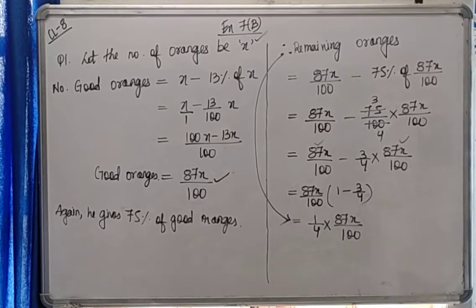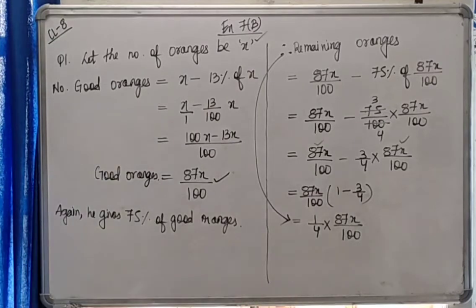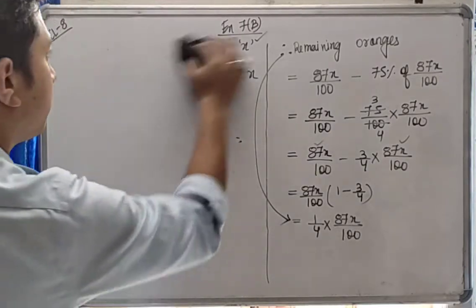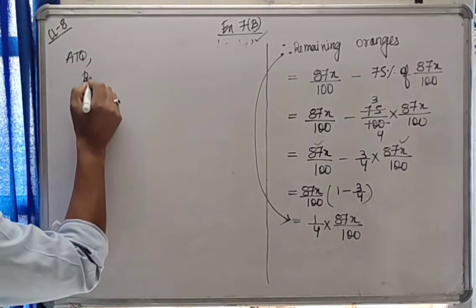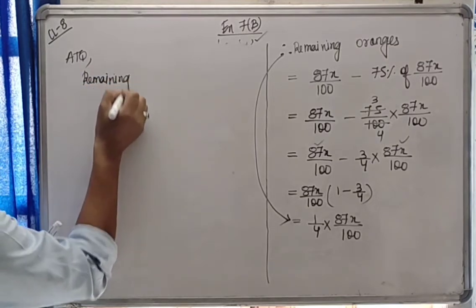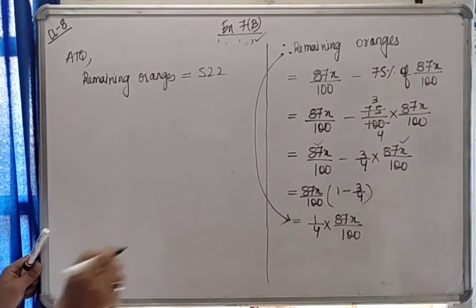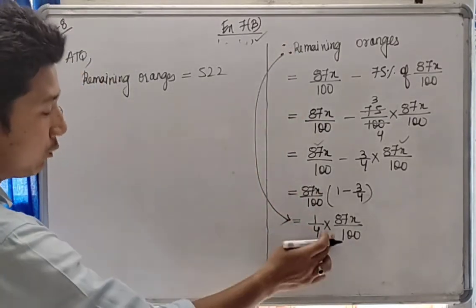But the question says, what was the remaining oranges? 522. Please note it down till here, pause the video. According to the question, ATQ, the remaining oranges is 522, but according to the calculation, the remaining oranges is this much. So this should be equal to this.